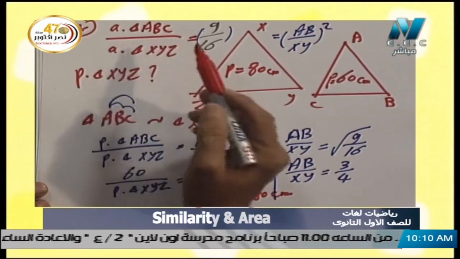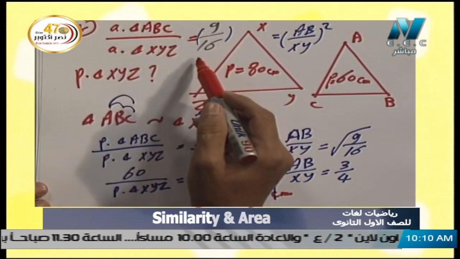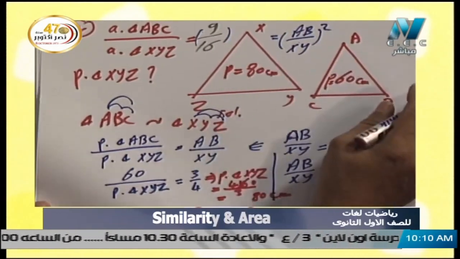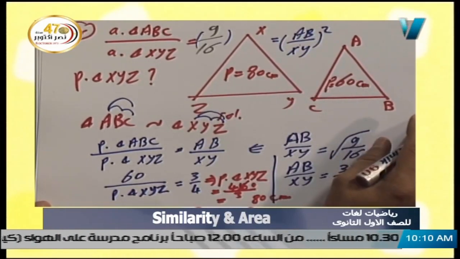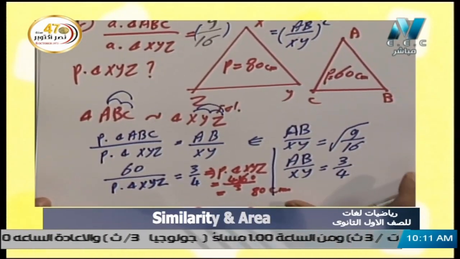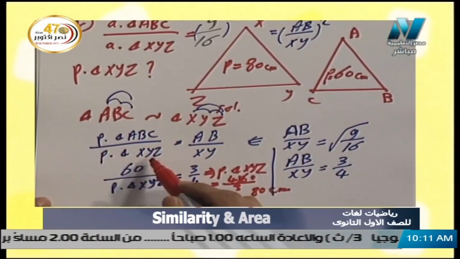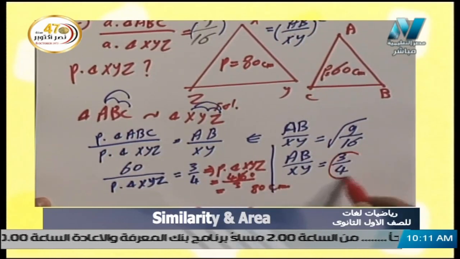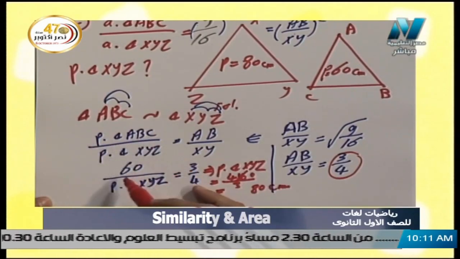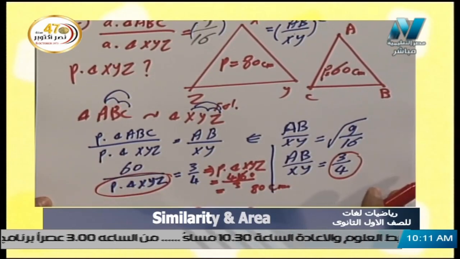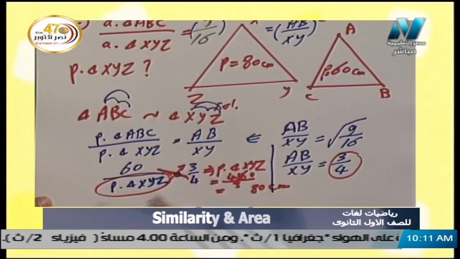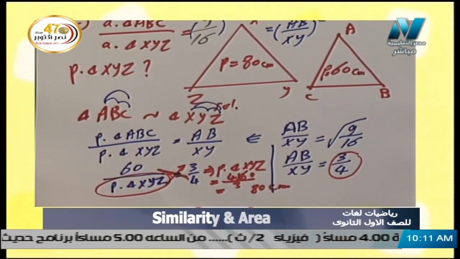Okay, the given is the ratio between the two areas, 9/16. We take the square root of 9/16 because 9/16 means AB power 2 over XY power 2. The square root gives us 3/4. So the perimeter of triangle ABC over triangle XYZ equals AB over XY, which is 3/4. And given that the perimeter of triangle ABC equals 60, we can get the perimeter of triangle XYZ by cross multiplication. We multiply 4 by 60 divided by 3, as we said in primary 6.